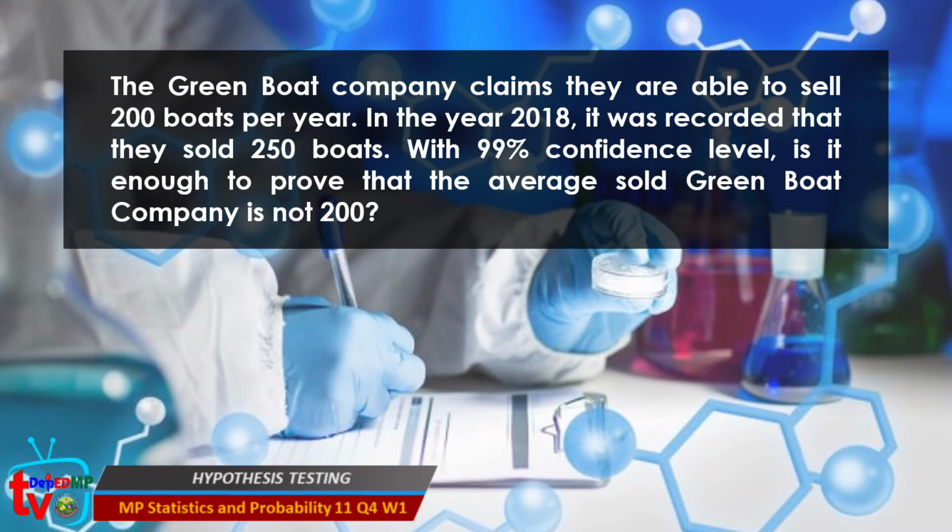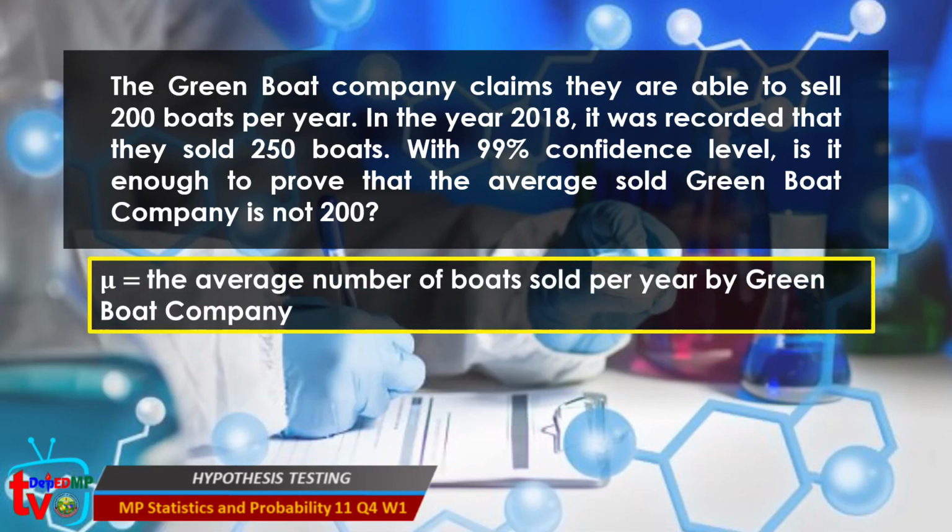For the second example, the Green Boat Company claims they are able to sell 200 boats per year. In the year 2018, it was recorded that they sold 250 boats. With 99% confidence level, is it enough to prove that the average sold by Green Boat Company is not 200? The parameter is the average number of boats sold per year by Green Boat Company.